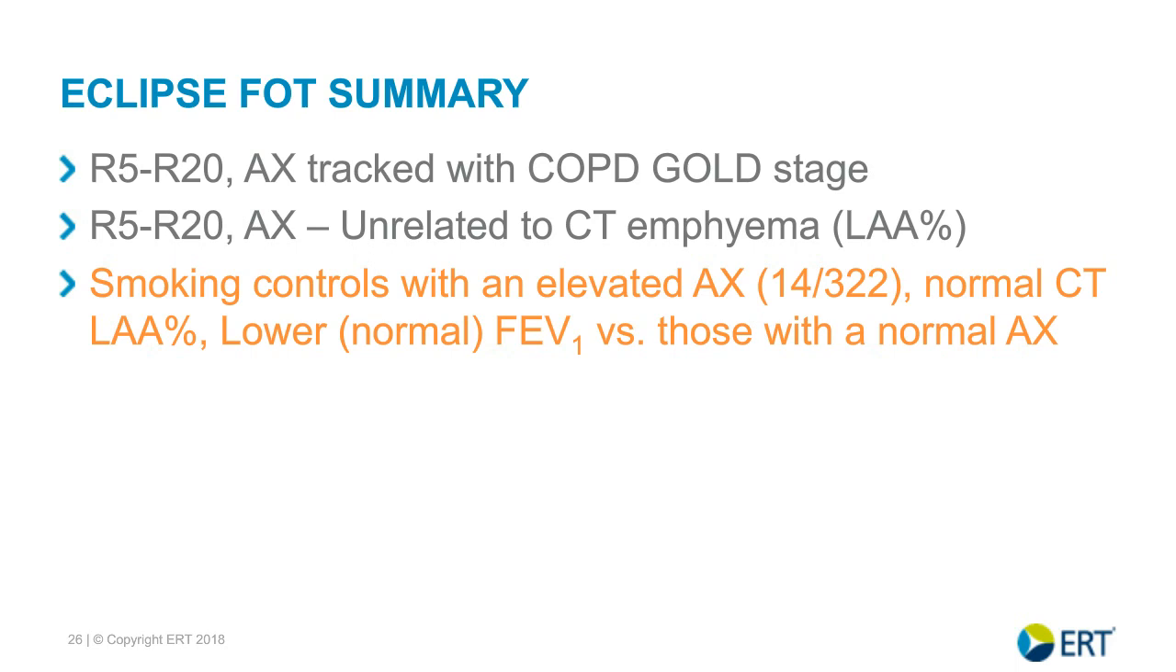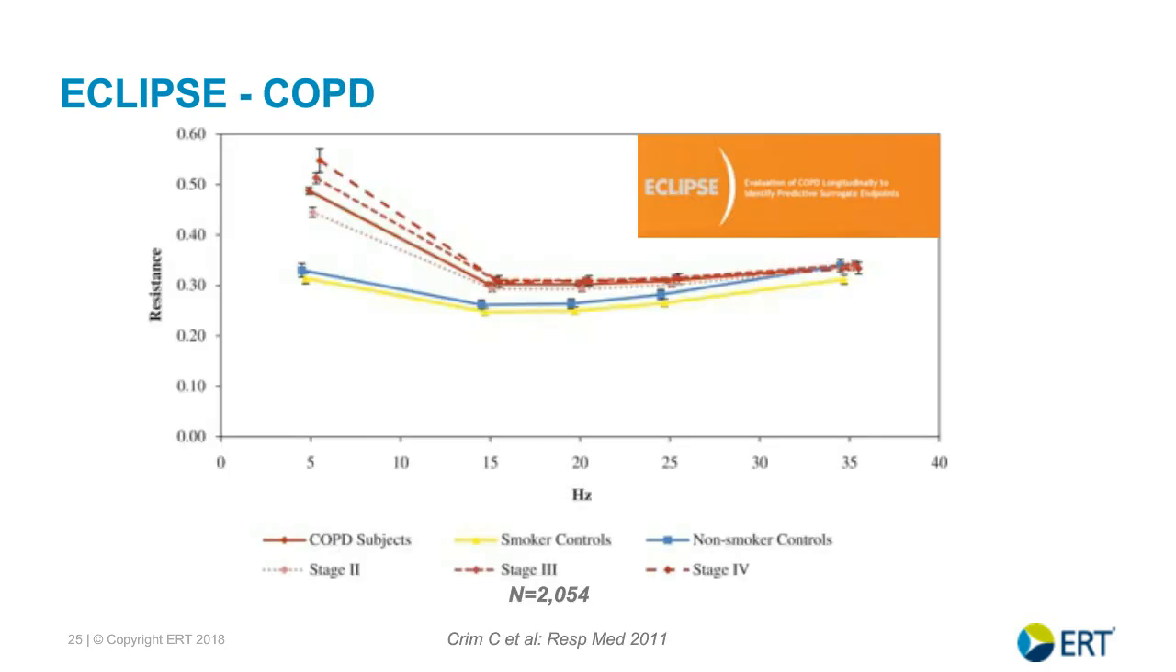They had a normal CT scan with normal low attenuation area percentage, but they had a lower normal FEV1 when compared to those patients that had a normal AX. And perhaps these are the patients with early disease. And I think one area that's potentially very exciting is the use of FOT to evaluate early disease in people with very early gold stage COPD and then track its progression.